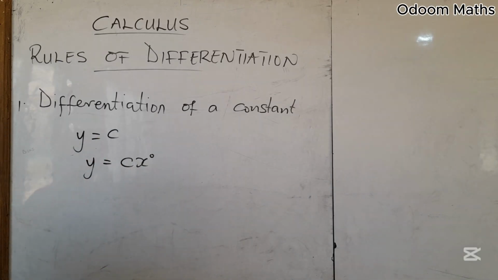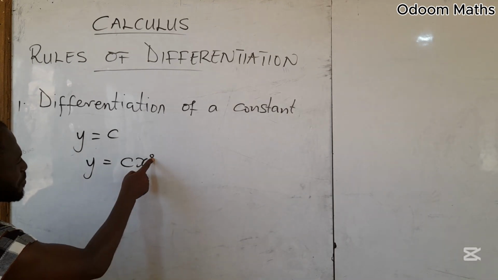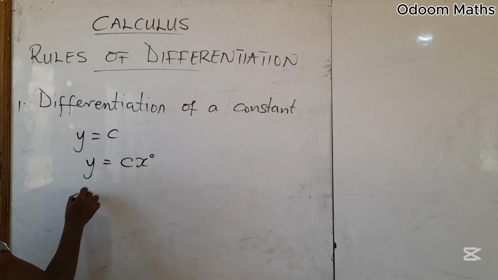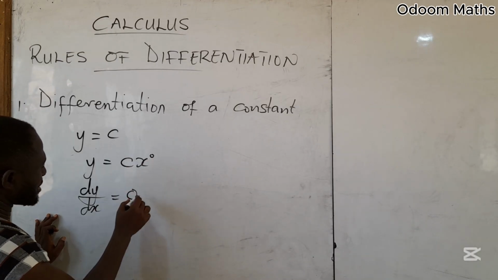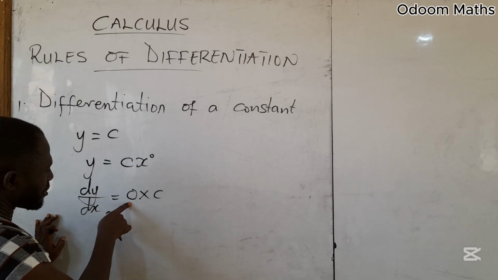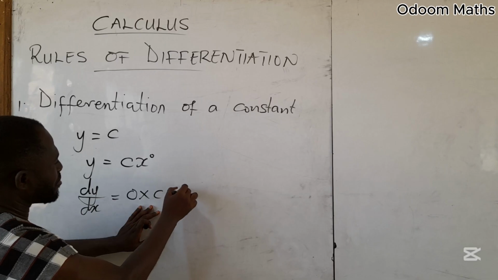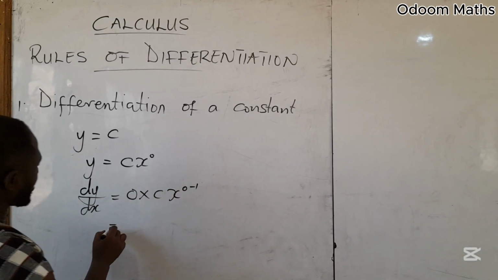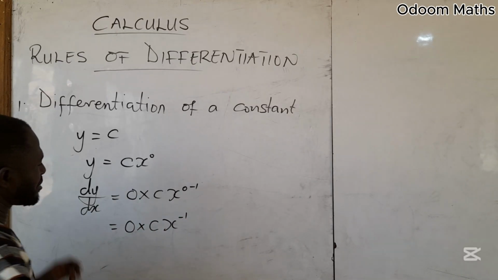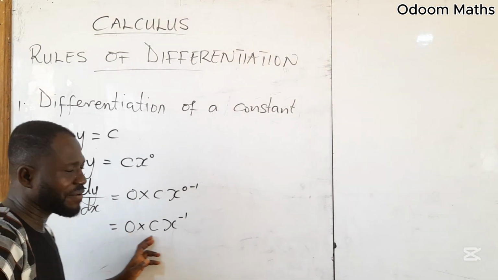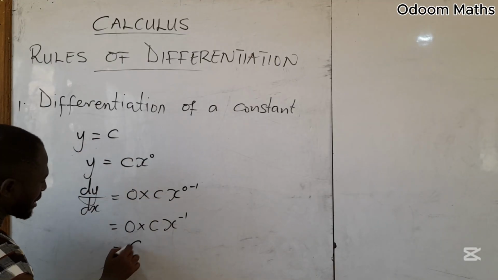The rule says that we subtract 1 from the power. Before then, the power should multiply whatever coefficient we have. So dy/dx becomes 0 times c times x to the power 0 minus 1, which is 0 times c times x to the power negative 1. When you multiply everything by 0, we get 0. So when you differentiate a constant, you get 0.